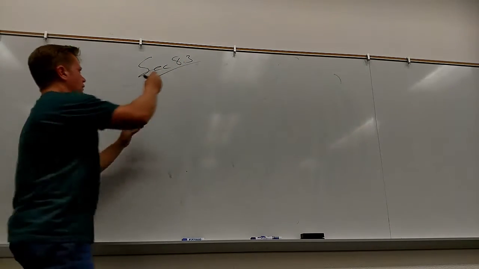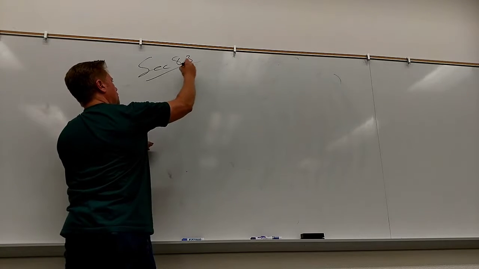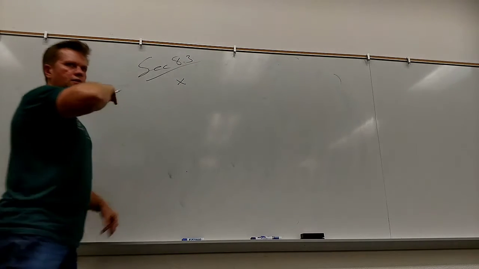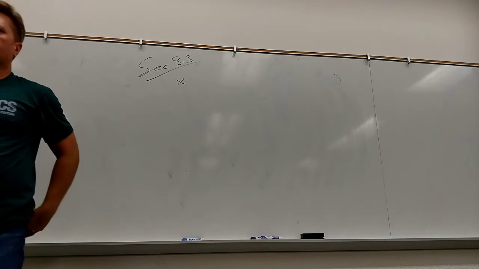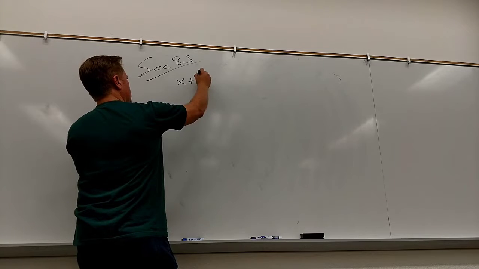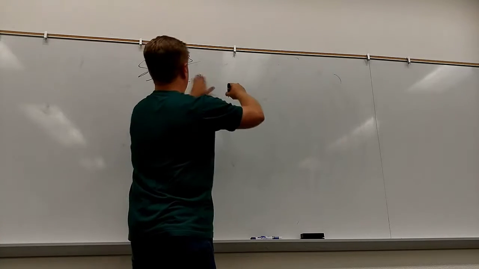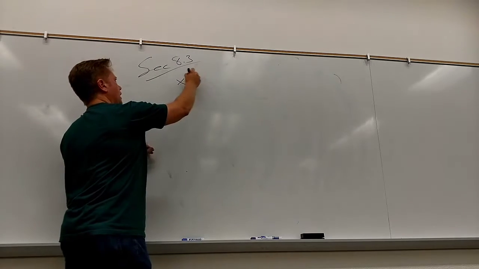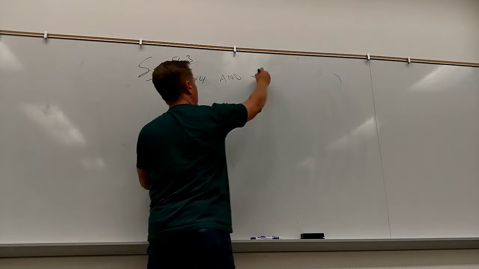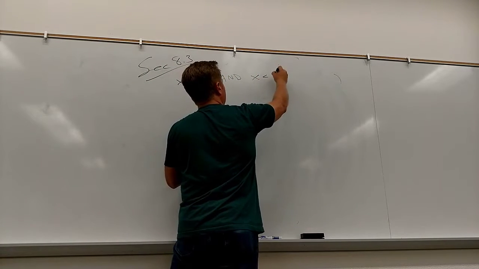So section 8.3 is called compound inequalities. And it's compound inequalities because it's more than one inequality at a time, but it's connected by some word. Let's just start off with something that's already solved: x greater than 4 and x less than 10.